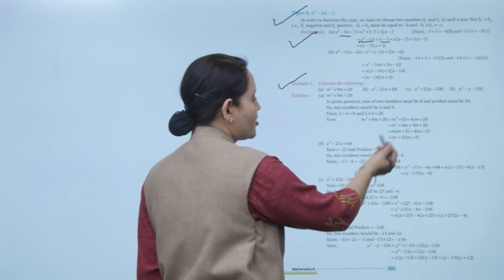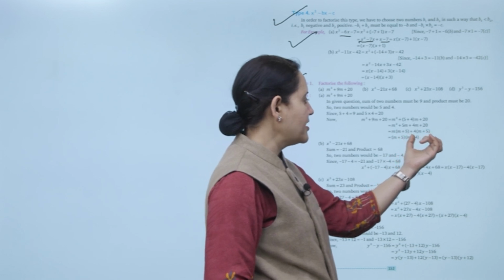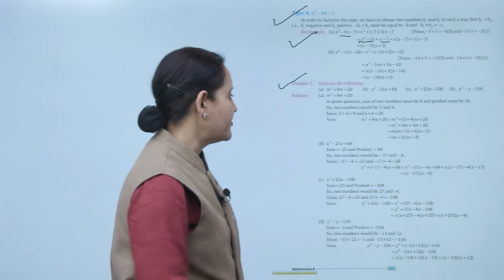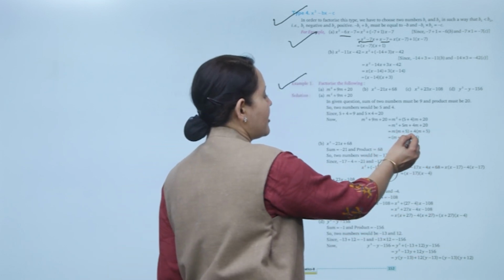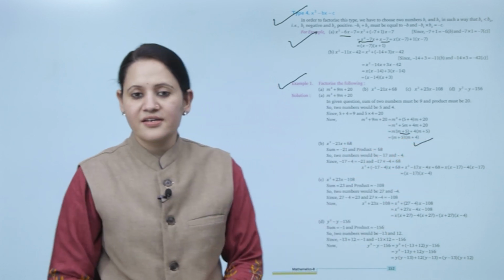Now we'll take m as a common factor. m plus 1 is left. Next plus 4 common, m plus 5 is left. So one factor is m plus 5 and another is m plus 4. Clear?